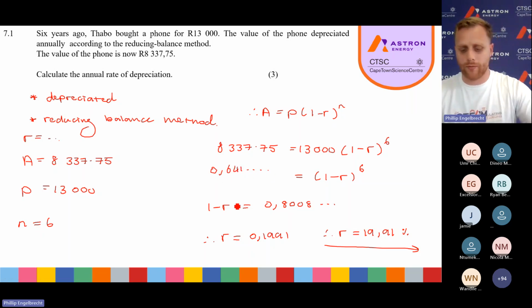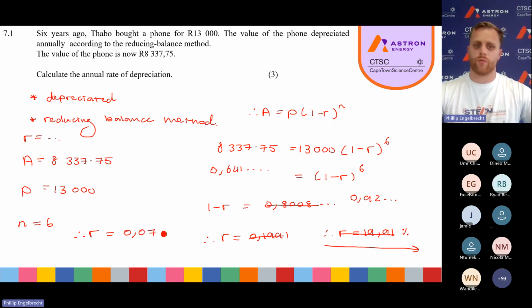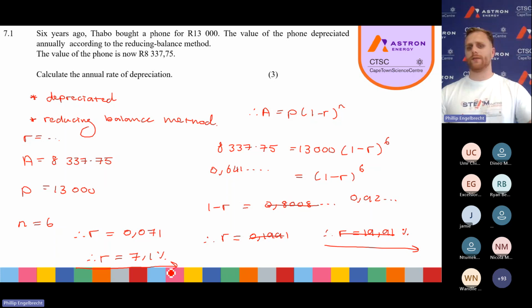0.641 recurring. Then what you do is you take the sixth root of both sides, and you get 0.92 recurring. And therefore, if you solve for R, you get 1 minus this, and you get that R is 0.071. So therefore, the rate of depreciation is 7.1%. Okay, guys, I do apologize for that. So there we go, 0.92 recurring. I just made a bit of a mistake. I added in an extra zero. But there's your answer. That's the rate at which it depreciates.